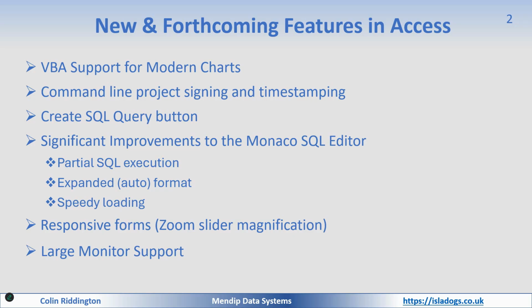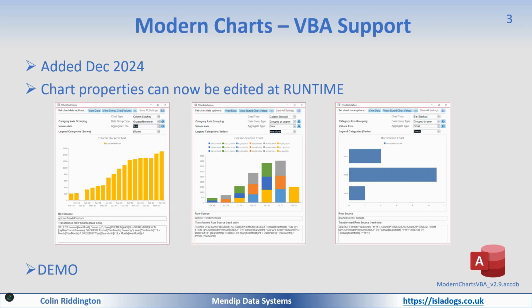The 2 features that are not yet available and were originally designed to arrive in June and July, but will now start rolling out in September, are responsive forms. In other words, basically adapting your forms to fit your screen size and your resolution, and also large monitor support. So those of you that have got 4K monitors, 40 inches wide and so on, will finally be able to fill your screen with Access forms. So let's take each of those one at a time.